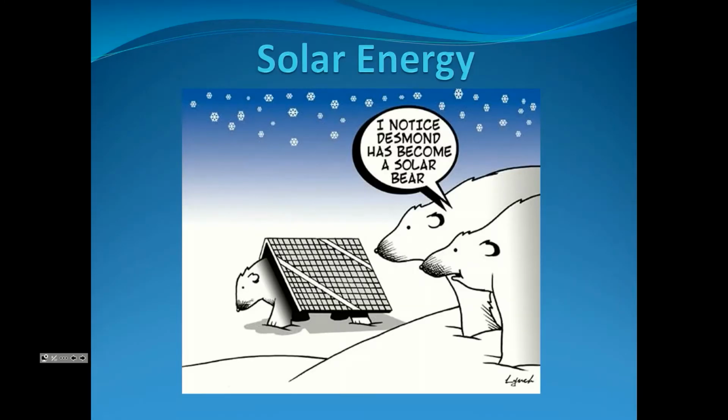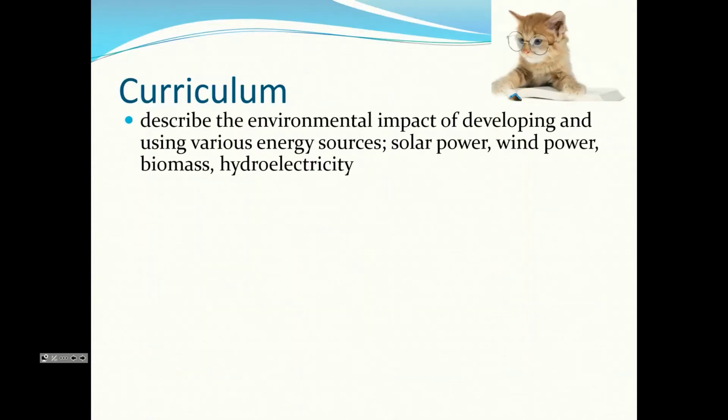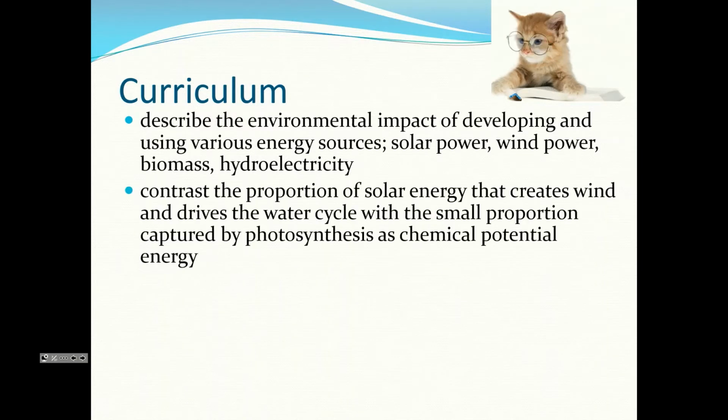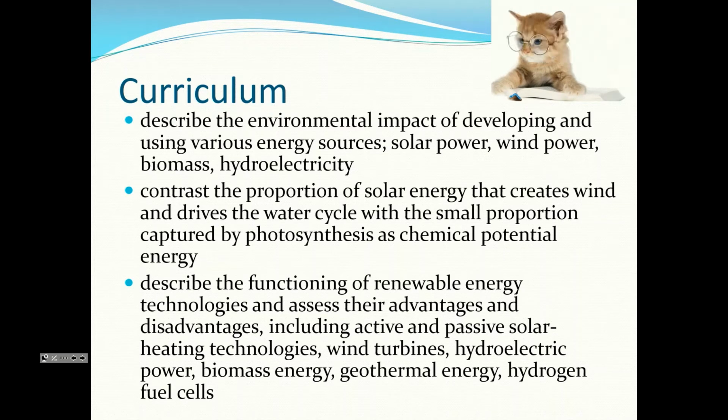Okay, so this is our last lesson, solar energy. Let's get it done. So describe the environmental impact of developing and using various energy sources, solar, wind, biomass, hydro. Contrast the proportion of solar energy that creates winds and drives the water cycle with a small proportion captured by photosynthesis, and describe the functioning of renewable energy technologies and assess their advantages and disadvantages, right? So we need to know advantages and disadvantages.